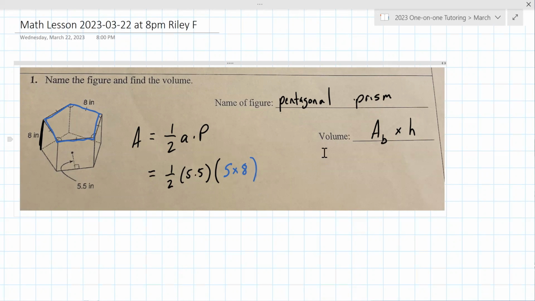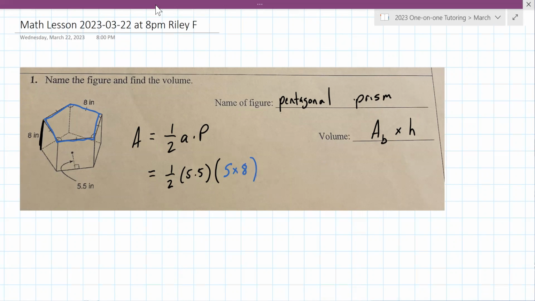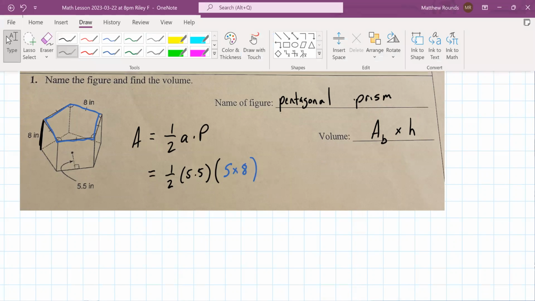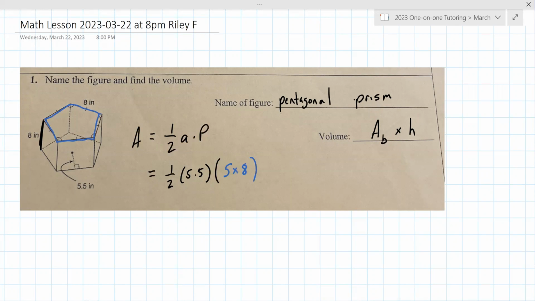To find the volume, you're going to multiply whatever this number is times the height, which happens to be 8. So let's get some of these numbers for you. All right, so I get the area of the base is 110 inches squared. The volume is 110 times the height, which is 8, or 880 inches cubed, or cubic inches.